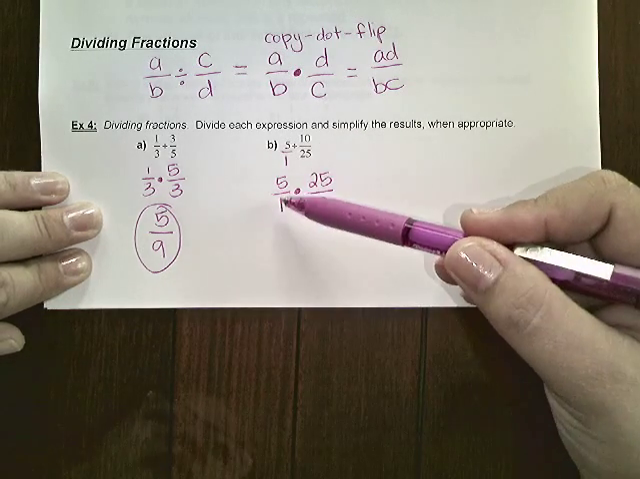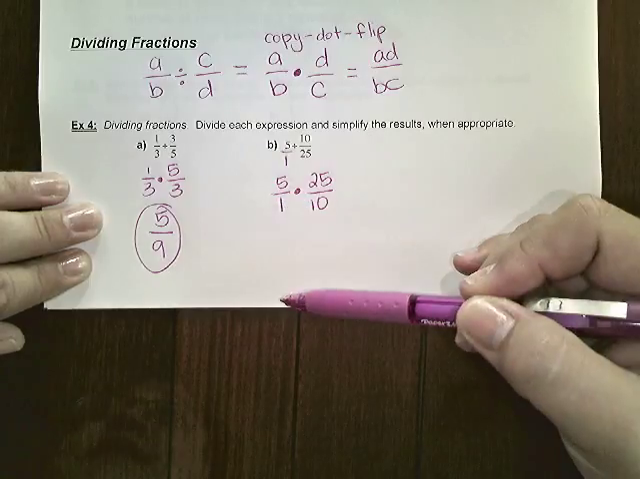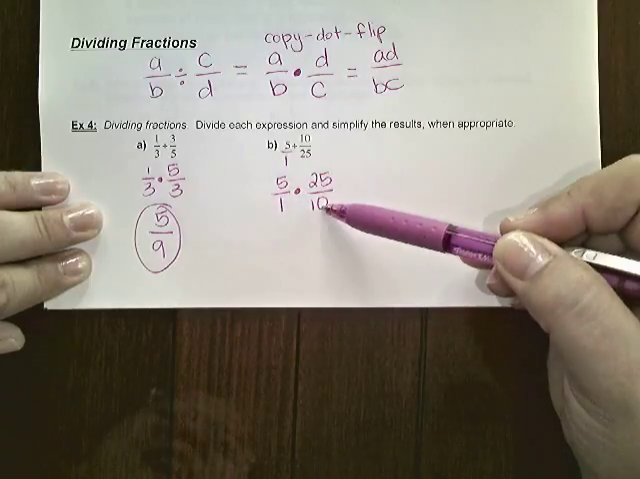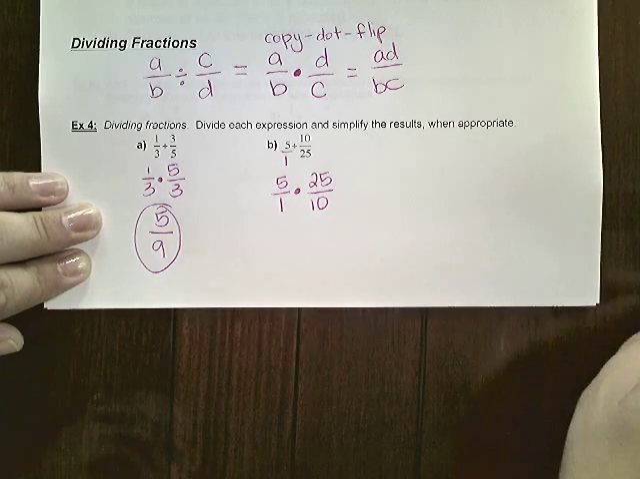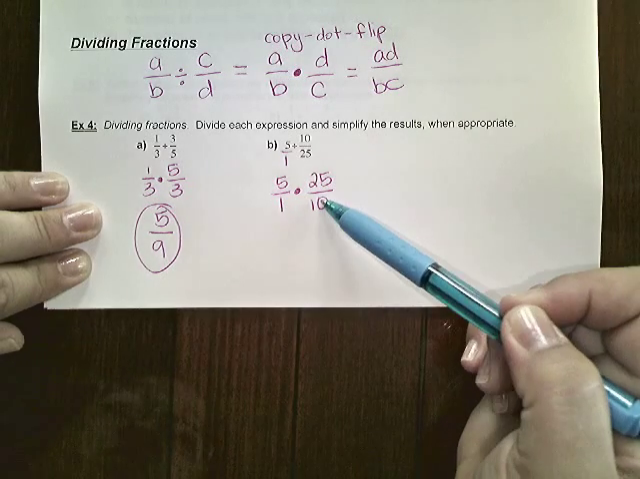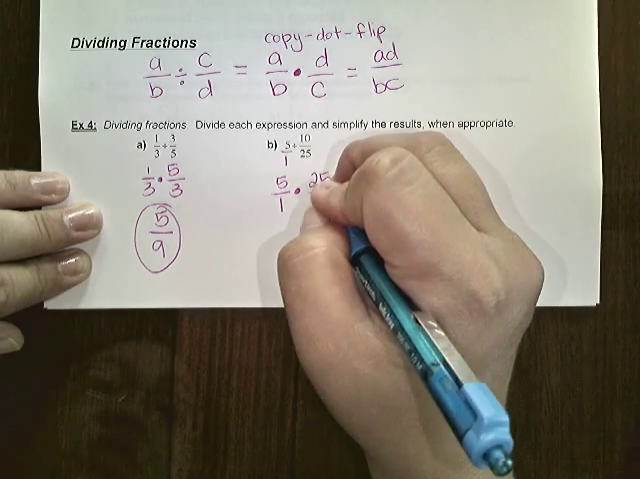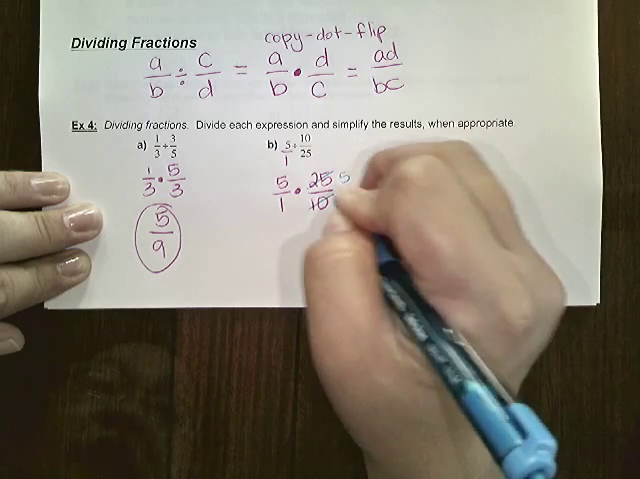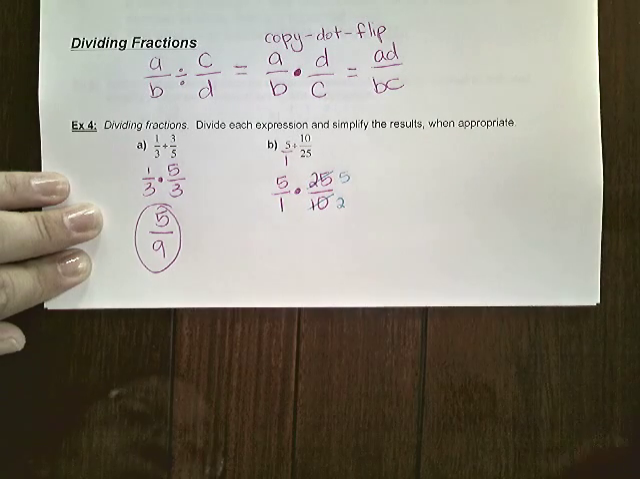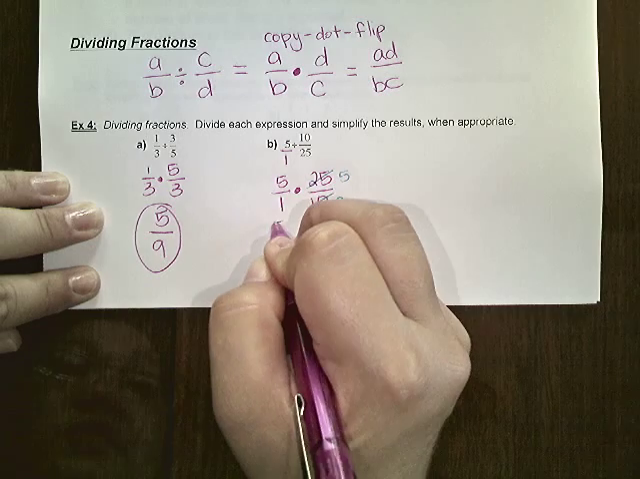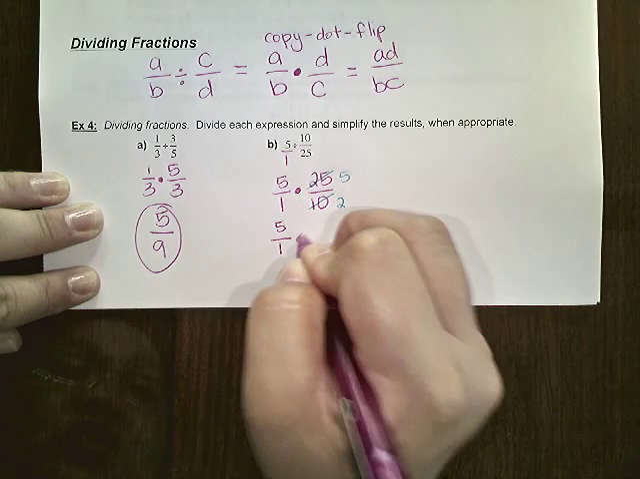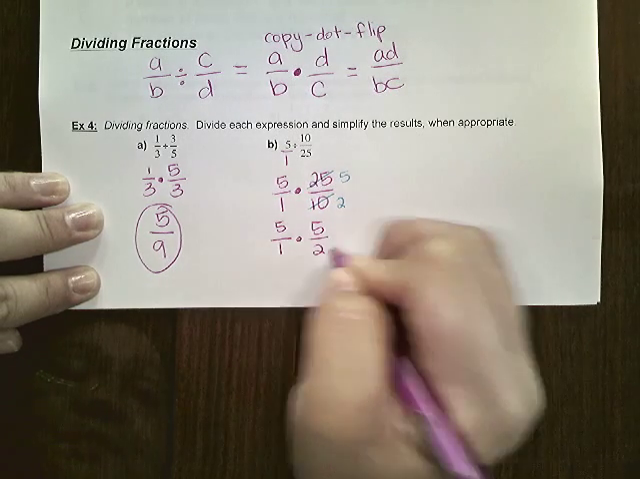Now, is 5 over 1 completely simplified? Yes, it is. Is 25 over 10 completely simplified? No, it's not. We can divide each of these numbers, 25 and 10, by 5. So that reduces to become 5 over 2. I'm just going to go ahead and rewrite it so we can see it without too much mess.